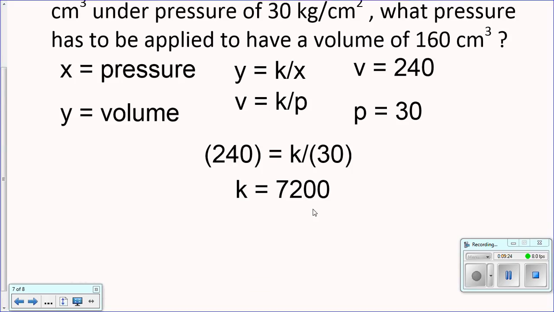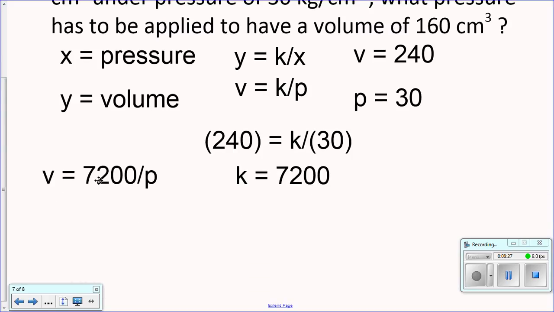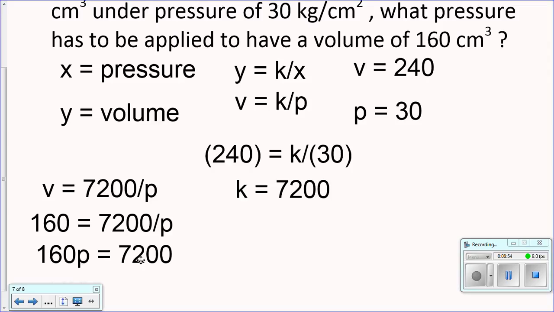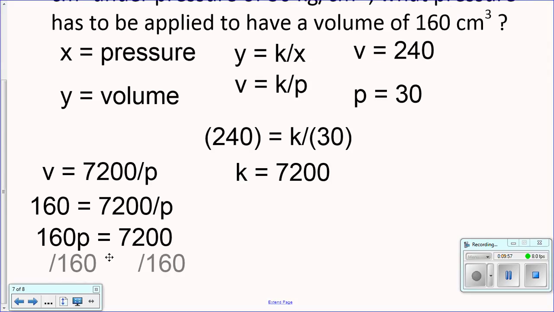So I have my very large number. Now I can write my equation. So my equation now is V equals 7,200 over P. Well, they're asking me what the pressure is, so what P is, when I have a volume of 160. So they gave me the volume, and I need to solve for P. Here's the issue though. P is in the denominator. I need to get it out of the denominator, so I'm going to multiply both sides by P. So I get 160 P equals 7,200. Divide everything by 160. You get P equals 45 kilograms per centimeter squared.